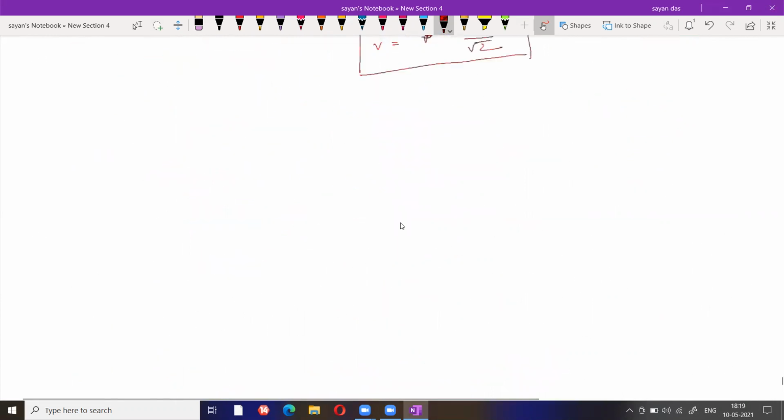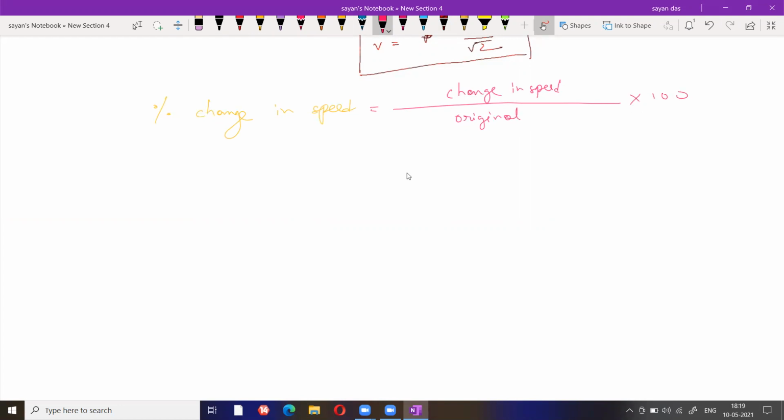So these questions can be changed this way. What is the percent of change in speed? Percent of change in speed is basically the change in speed divided by the original speed, into 100. So the change in speed: initial is V0, final is V0 by root 2. This value is divided by V0, into 100.